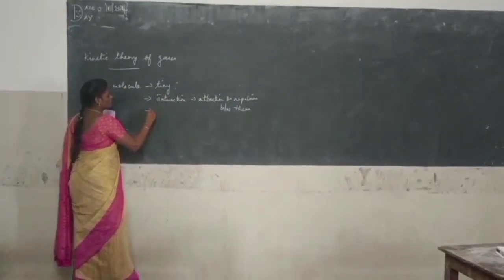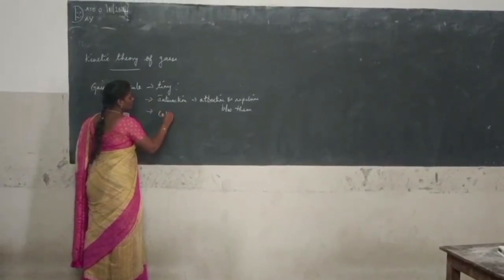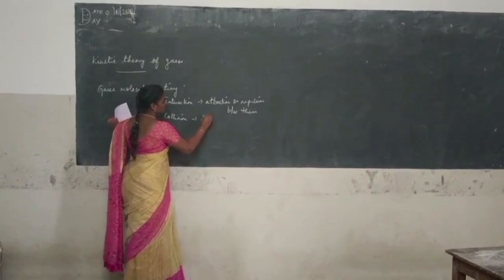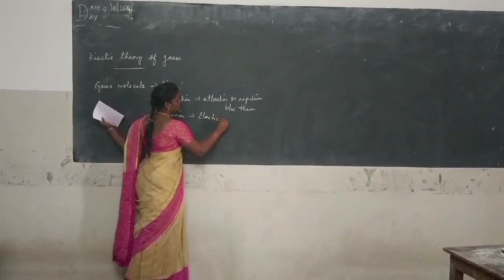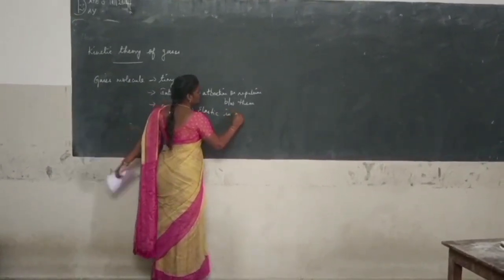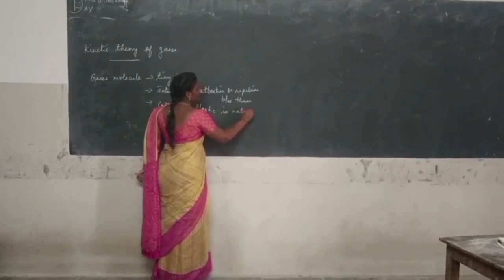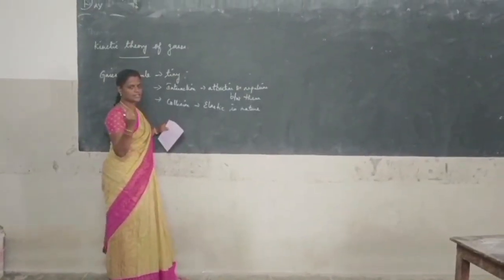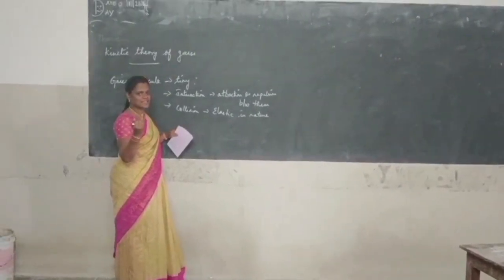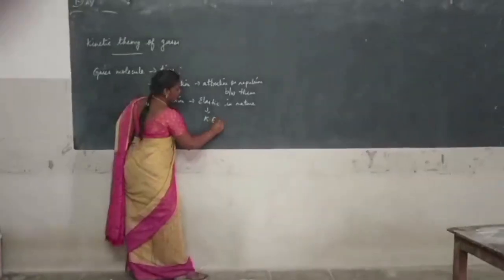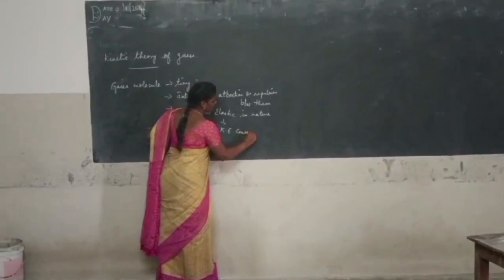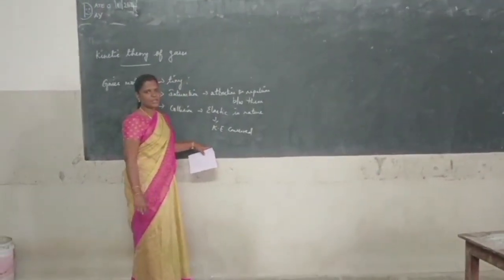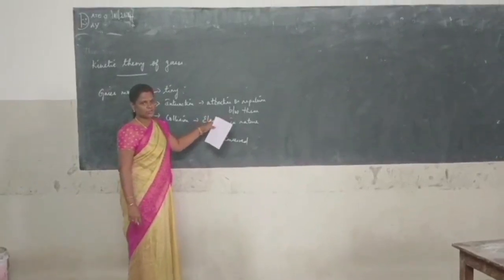So here the collisions between the gas molecules are elastic, that is, bouncy in nature. Elastic in nature means, as we all know, there are two types of collisions: one is elastic, the other is inelastic. So in an elastic collision, the kinetic energy and the momentum will be conserved.